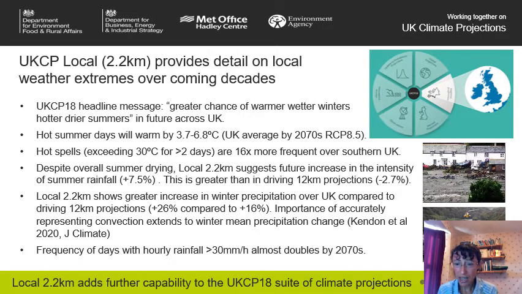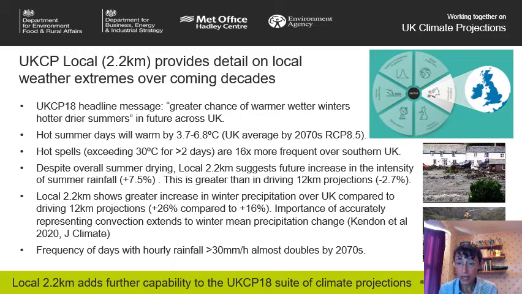And in particular, within that, if we consider hot spells, so these are days exceeding 30 degrees C for 2 days or more. So this is what we typically use to issue a public health warning. They're 16 times more frequent over the southern UK by the 2070s.